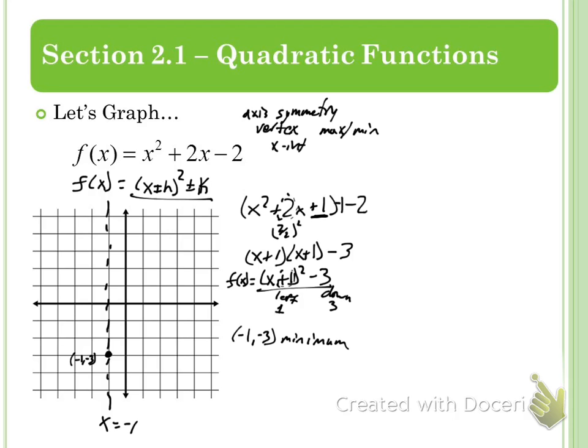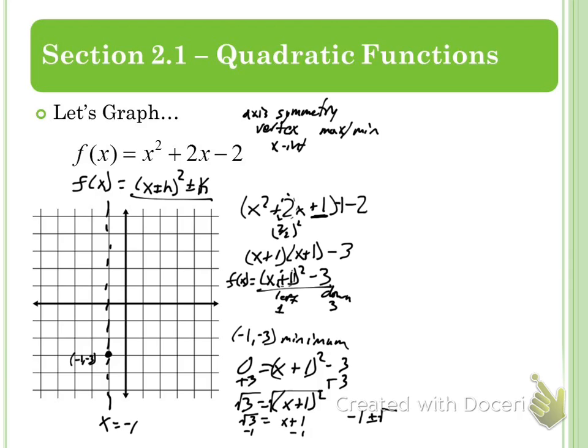And then my x-intercepts are when 0 is equal to x plus 1 squared minus 3. So add 3 to both sides, and I now have 3 is equal to x plus 1 squared, and then square root both sides, and x plus 1 is equal to plus or minus the square root of 3. And then minus 1. Can't subtract 1 from the 3, so that minus 1 goes out in front, and I have negative 1 plus or minus the square root of 3. And that is my solution there.